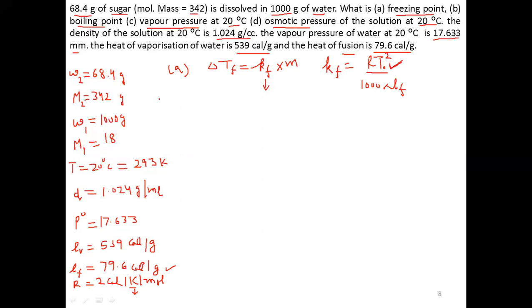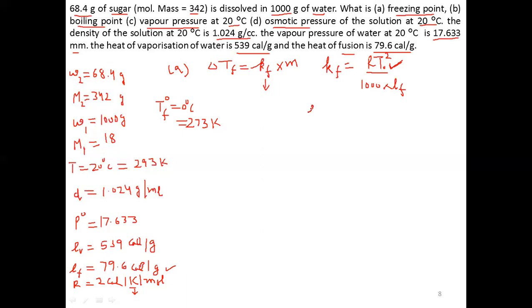Now what is freezing point of water? TF naught. I will denote it by temperature freezing point. Naught means pure water. TF naught is equal to 0 degree Celsius, or we can say 273 Kelvin. Why? Because when we have to calculate KF, we have to use the temperature in Kelvin.